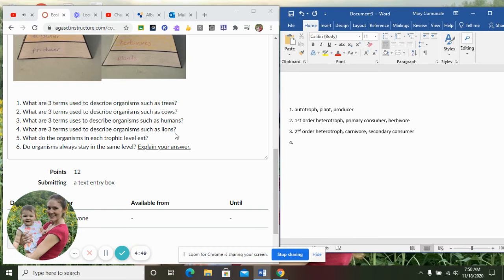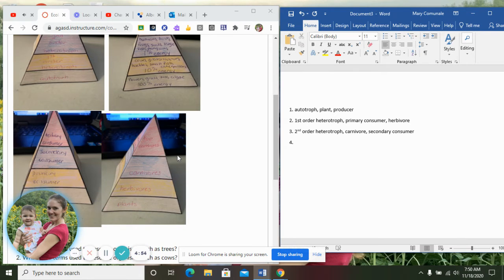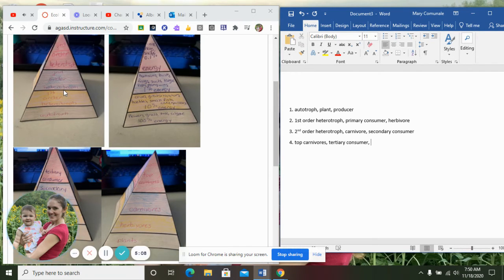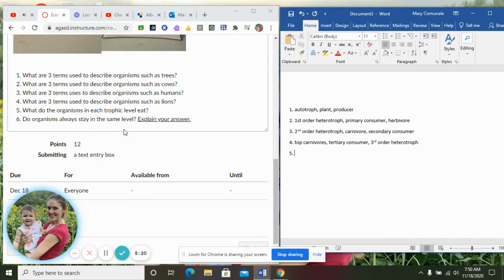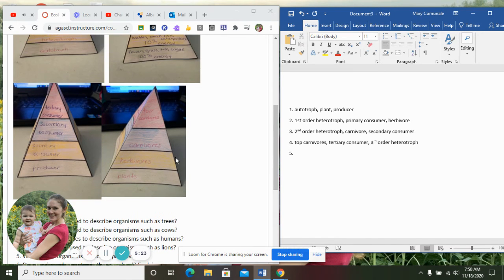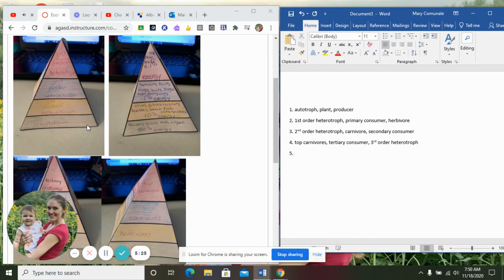Number 4. What are 3 terms to describe organisms such as lions? So we've made it to the top here. We have our top carnivores, tertiary consumers, and I believe that's third order heterotrophs. What do organisms in each trophic level eat? So if we're looking at this pyramid here, you're going to eat the ones who are below you.